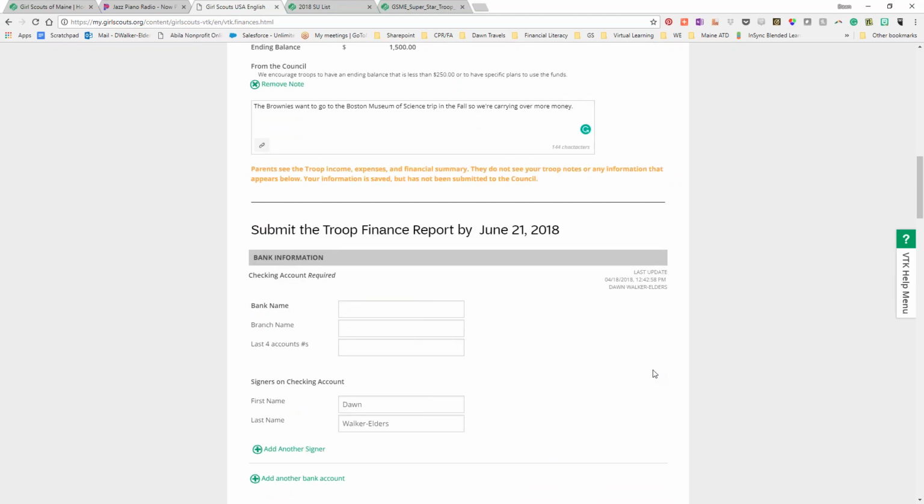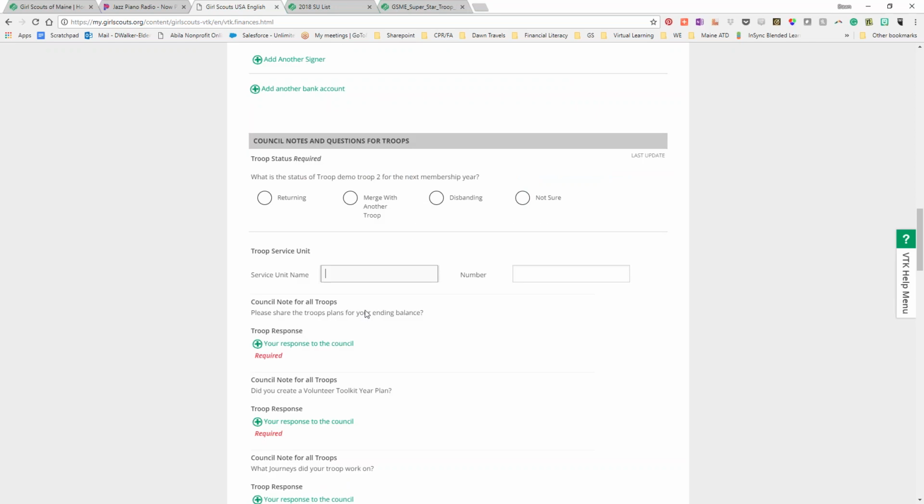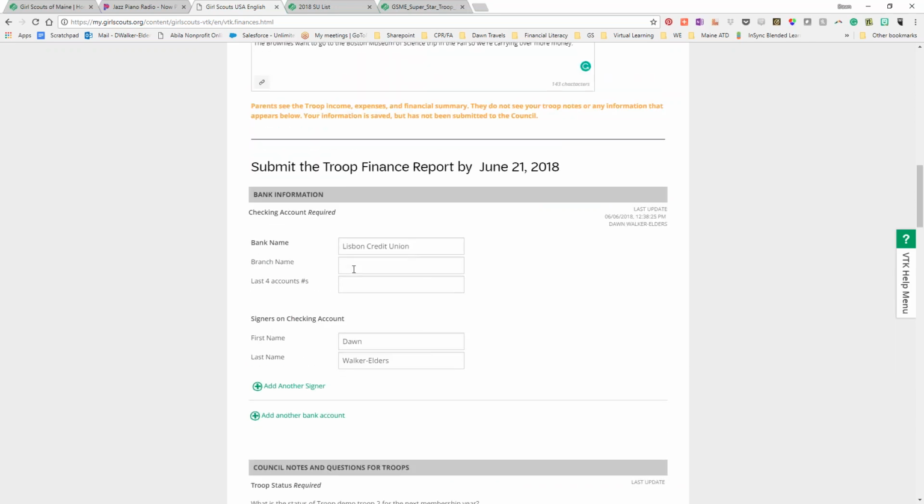Good. And so then under that, this bank information is not something that parents or the public could see. This is private information. So we do ask that you put in your bank name and branch name and the last four numbers of the account. And then we want to know the signers, and we will cross-check that here to make sure that we have the same information that you've submitted with your bank information form. That way we can see too if anything has been updated or your signers have changed.